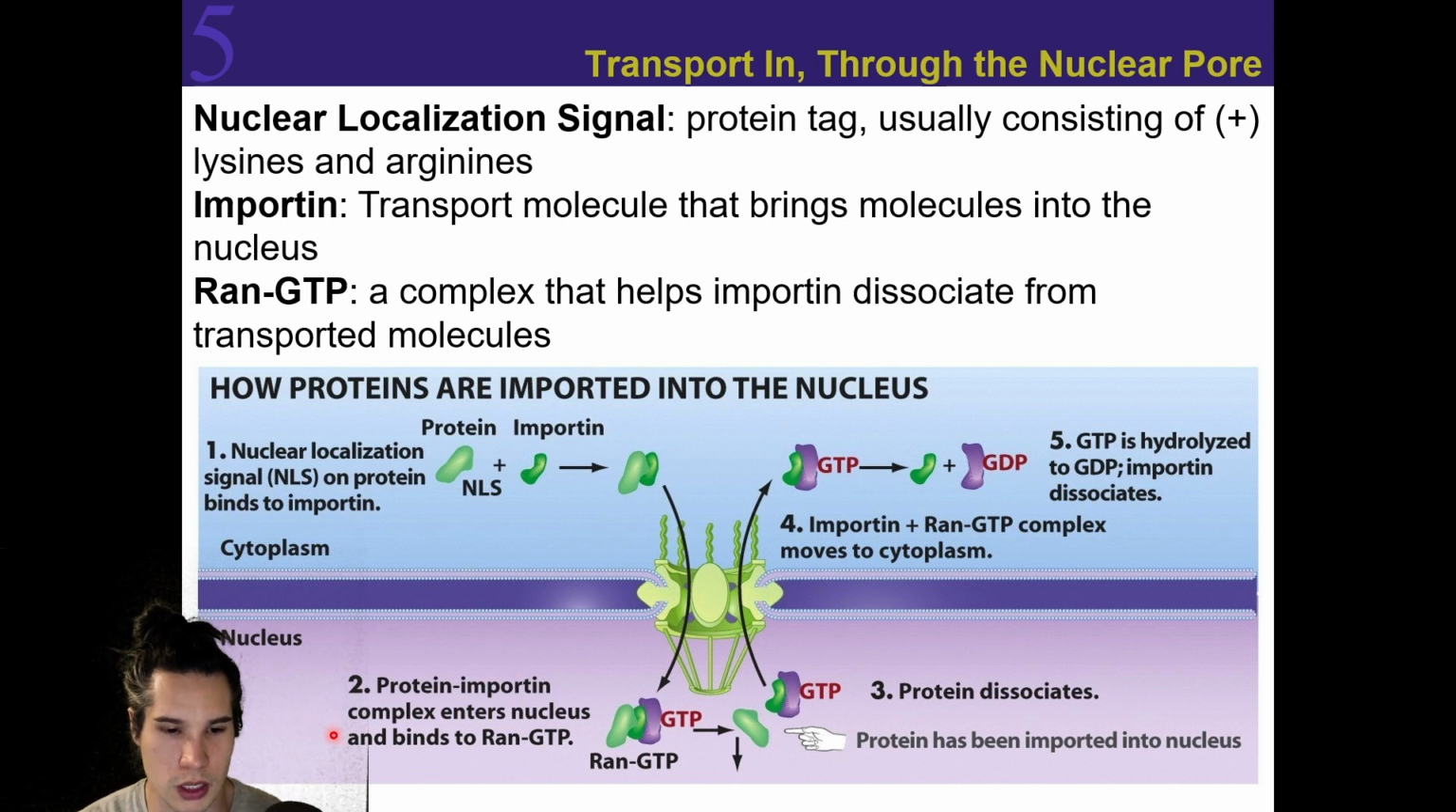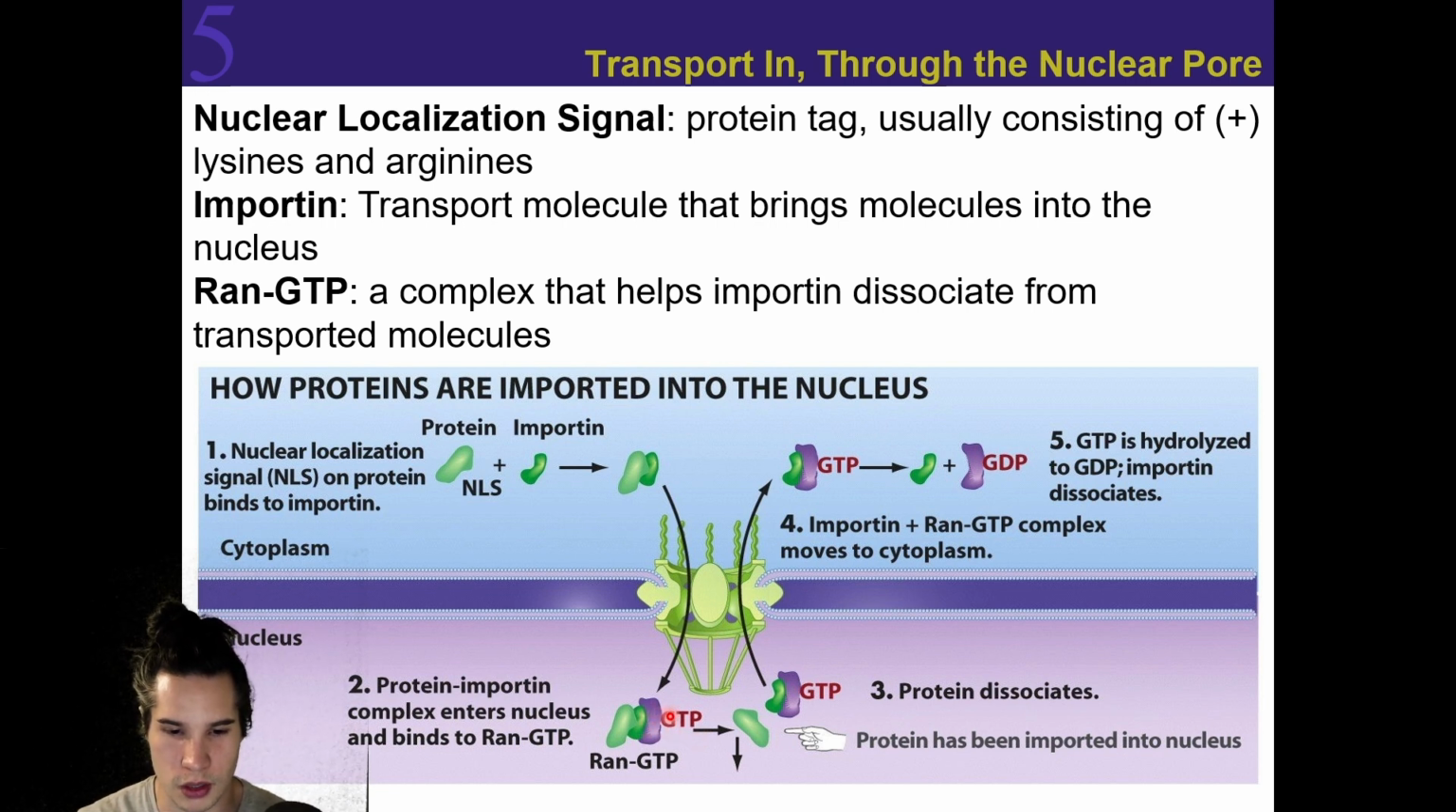Once the protein importin complex enters the nucleus, what's going to happen is it's going to bind to what we would call RAN-GTP. So RAN-GTP is just another complex, but what this complex is going to do is it's going to take away importin.